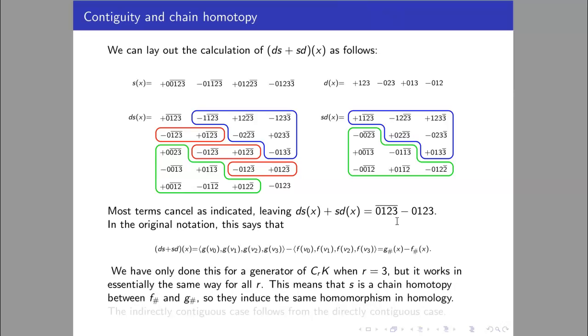So that means that S is a chain homotopy between f hash and g hash. That was our definition of what a chain homotopy means, that DS plus SD should be the difference between the two things. And we also proved a while ago that if you've got chain maps that are chain homotopic to each other, then they induce the same homomorphism in homology. Okay. And so that completes the proof for the case where f and g are directly contiguous. But if they're indirectly contiguous, then it just means you've got a whole chain of things, P0, P1, P2, all the way up to PM, say, where each one is directly contiguous to the next, and so they all just have the same effect in homology.